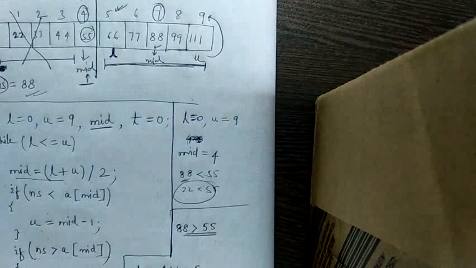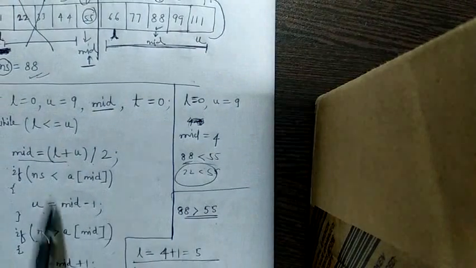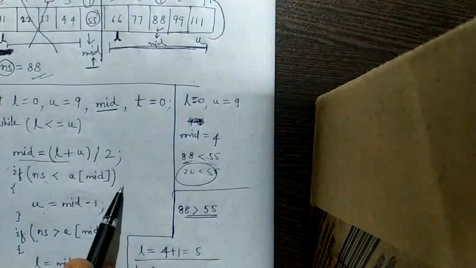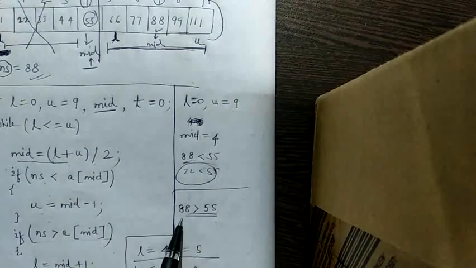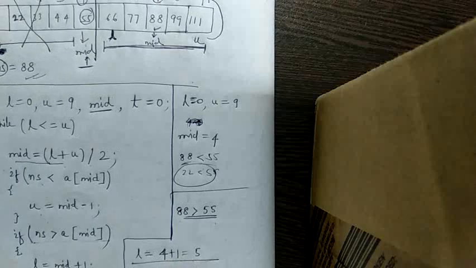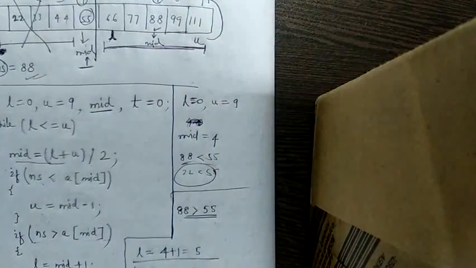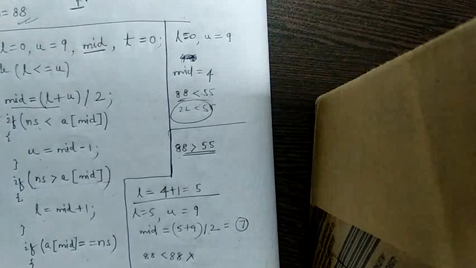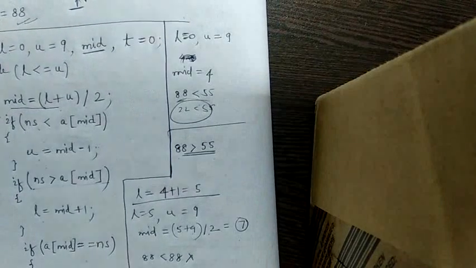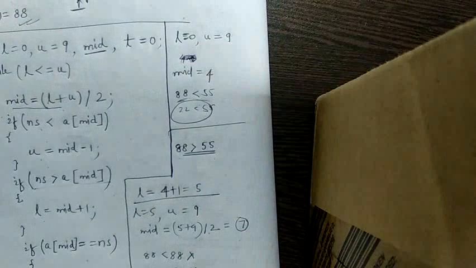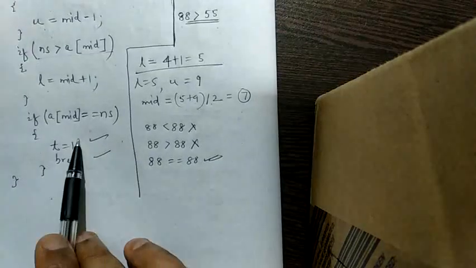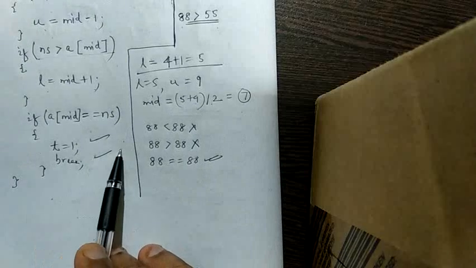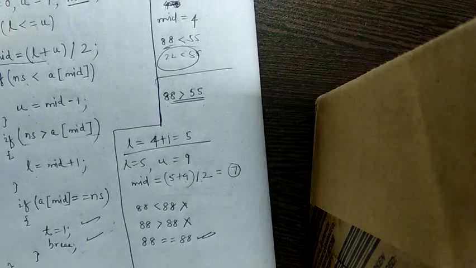Once again it will check the conditions from the beginning. The first condition is: ns less than a of mid. Ns is 88, and what is the value present in the mid position? 88. No, this condition is false. Second condition, 88 greater than 88, still false. 88 is equal to 88, yes, it is true. So you can see the number is found. This t will become 1 and it will break the loop. This is how this binary search works.